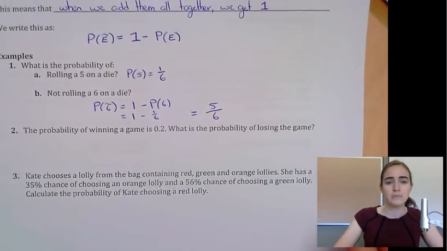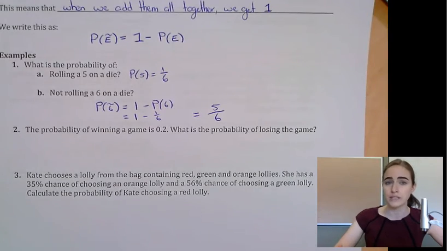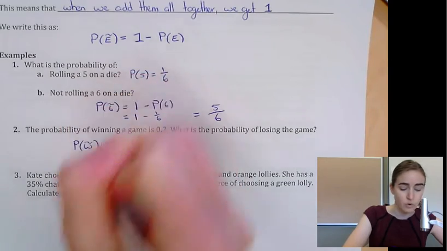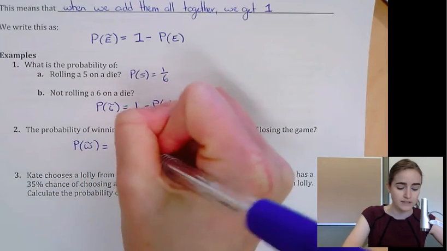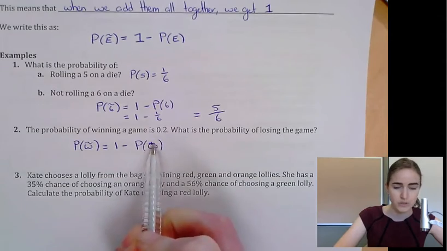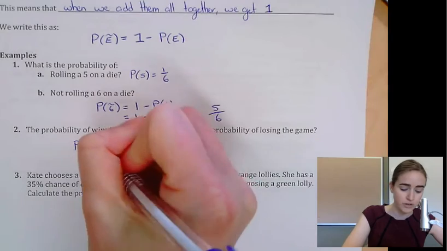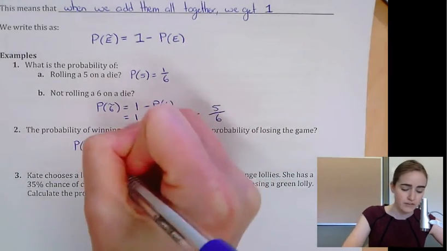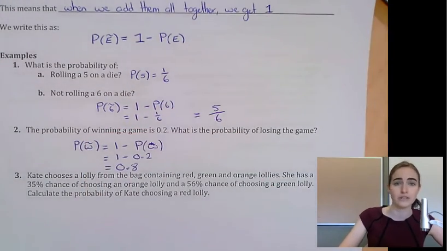All right, the next one says the probability of winning a game is 0.2. What is the probability of losing the game? So the probability of losing, or we could write it as the probability of not winning, would be equal to 1 minus the probability of winning. Oops, that shouldn't have a squiggle on it, sorry. That squiggle is not there. And we know that the probability of winning is 0.2, so we'll have 1 minus 0.2, which would give us a probability of 0.8. So it's whatever's left over.